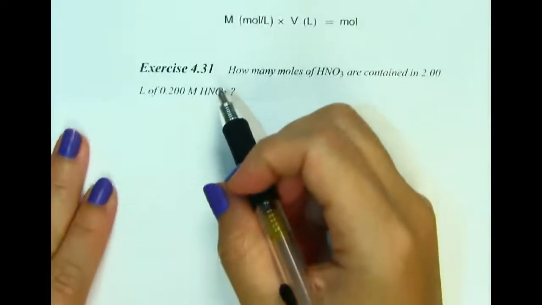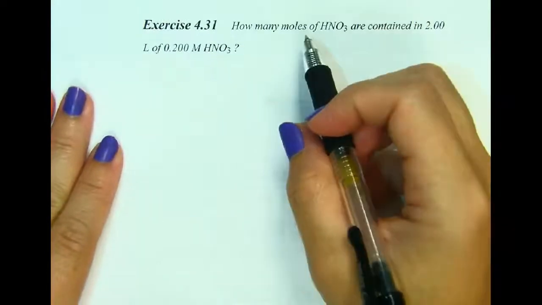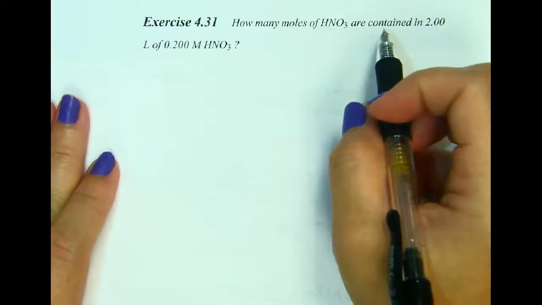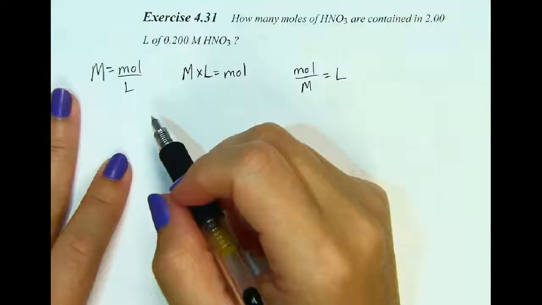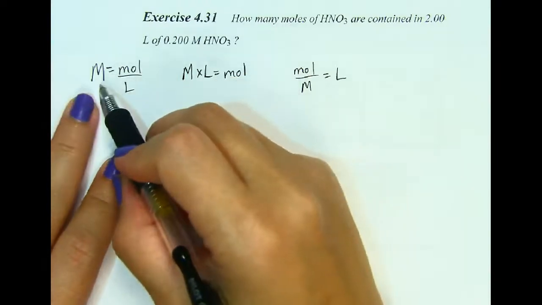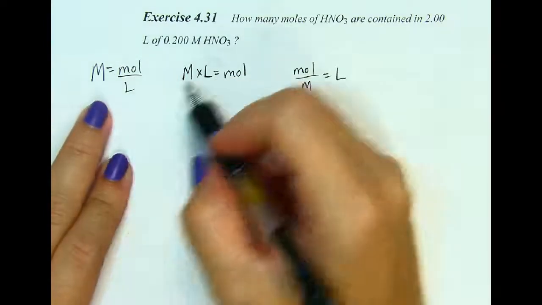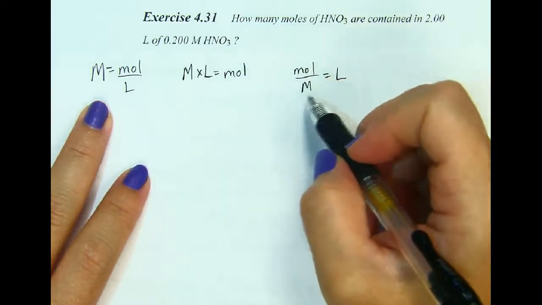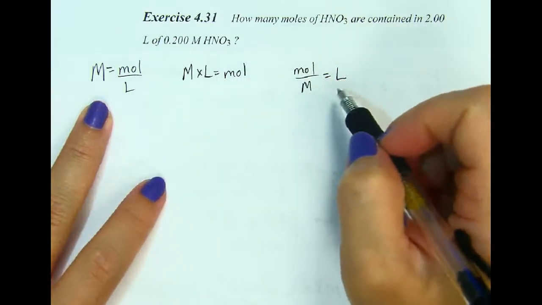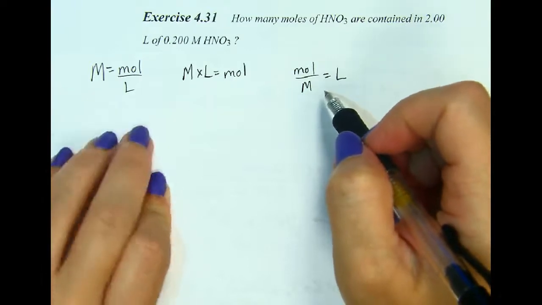So exercise 4.31. How many moles of nitric acid are contained in 2 liters of a 0.2 molar nitric acid solution? So again, here are my 3 equations. Molarity is equal to moles divided by liters. Molarity times liters equals moles. Moles divided by molarity equals liters. Again, it's good to memorize them because it'll just be quicker in the long run.